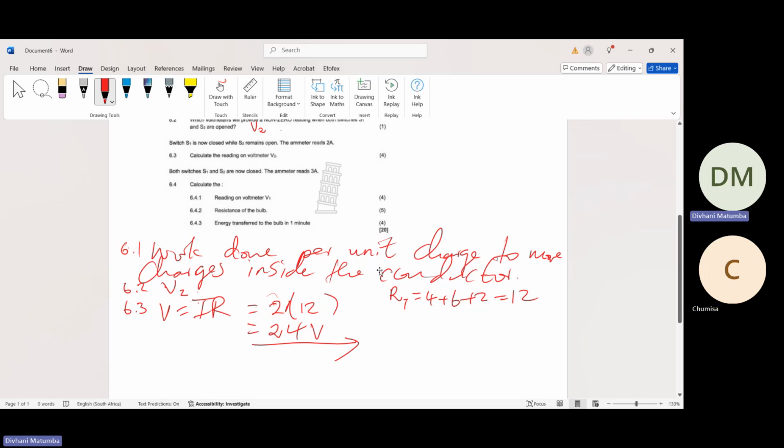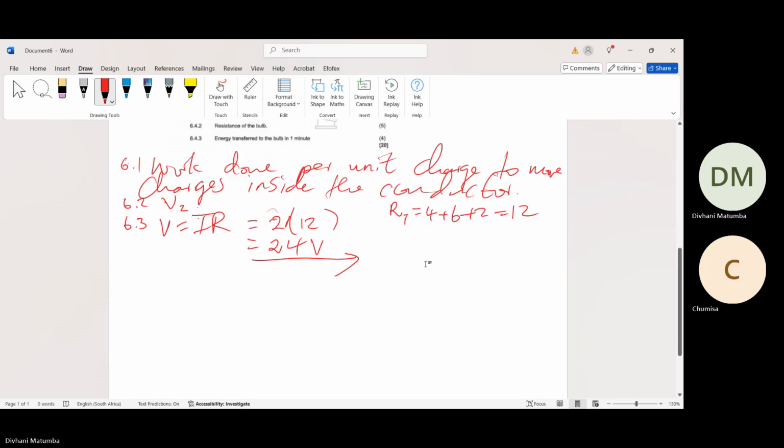So that 24 volts, what is it? It is the EMF of the battery. You agree? Yes, sir. That is what the battery is supplying to your 4 ohm and to your 6 ohm and also to your 2 ohm resistor. All in total, they give us that 24 volts. Okay, that's fine.